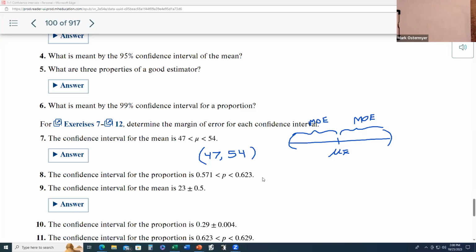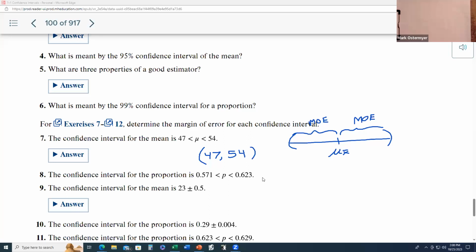How can we determine its width? Don't you just take 54 minus 47? All right, so 54 minus 47 gives us 7. Do you agree?